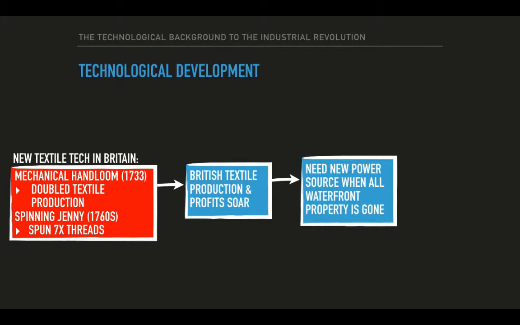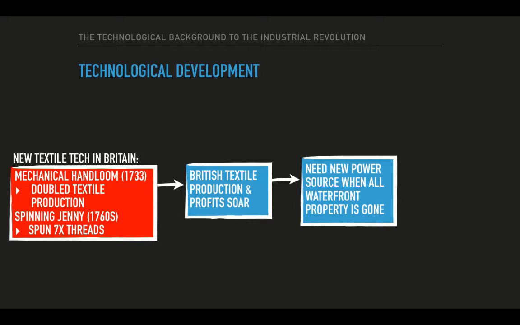The solution came with two more inventions in the 1760s: the spinning jenny, which could spin 7 threads at a time, and the water frame, which could use water power to increase the speed of spinning and weaving even more. Now, this series of inventions gave the British textile industry a tremendous boost, and soon textile mills were springing up on just about every available bit of riverfront property. Unfortunately, the amount of such property was limited, and soon profit-hungry businessmen were looking for a new power source to drive their looms and spinning jennies.